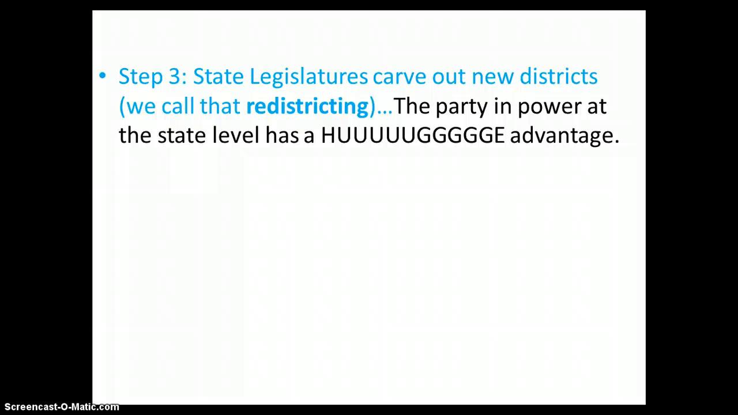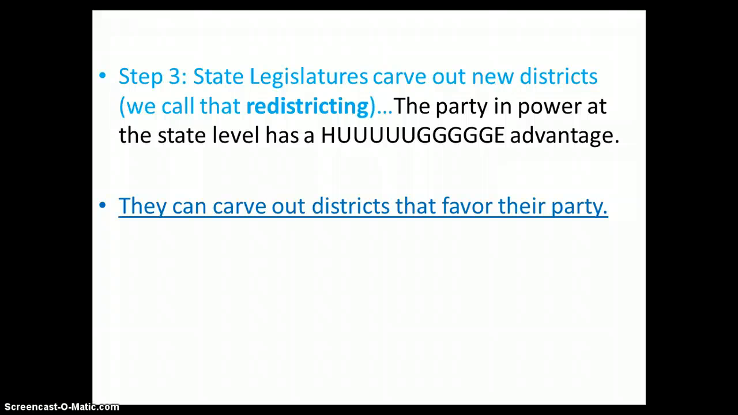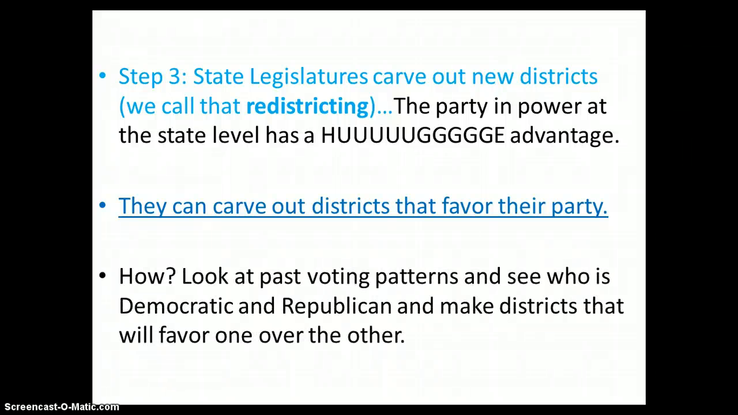Now, the redistricting process is hugely political, and the party in power at the state level has a huge advantage because they can use their power to carve out districts that favor their party. Now, you might ask, how would they carve out districts that favor their party? Well, they look at past voting patterns and see who voted Democratic and who voted Republican, and then they will redraw the districts to make sure that their political party is more represented and will favor one party over the other. This process is called gerrymandering.